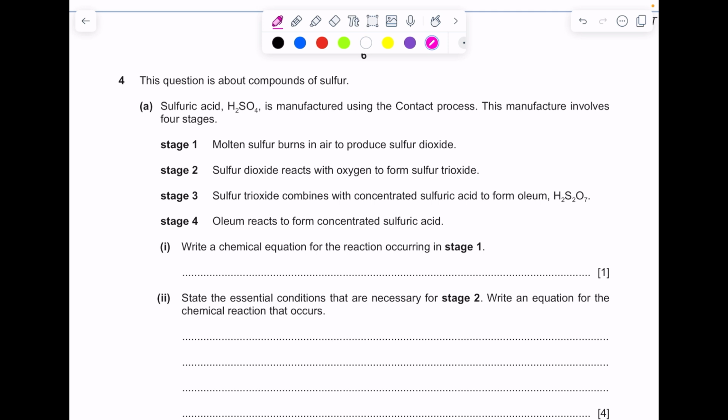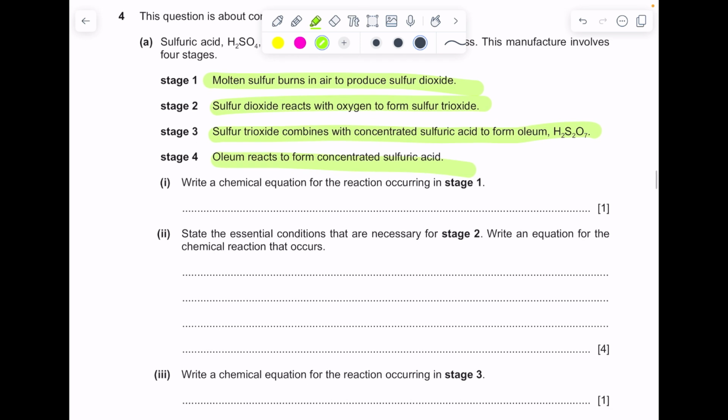This question is about compounds of sulfur. Sulfuric acid is manufactured using the contact process. This manufacture involves 4 stages. Molten sulfur burns in air to produce sulfur dioxide. Sulfur dioxide reacts with oxygen to form sulfur trioxide. Sulfur trioxide combines with concentrated sulfuric acid to form oleum. Oleum reacts to form concentrated sulfuric acid.